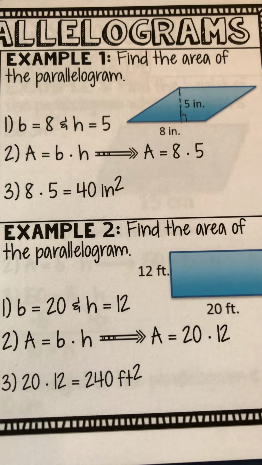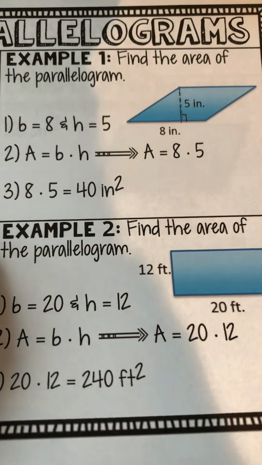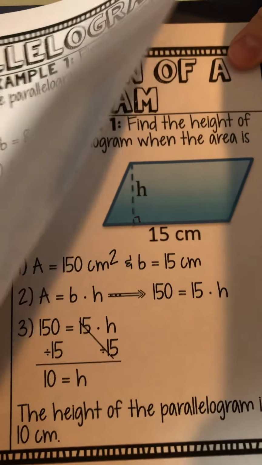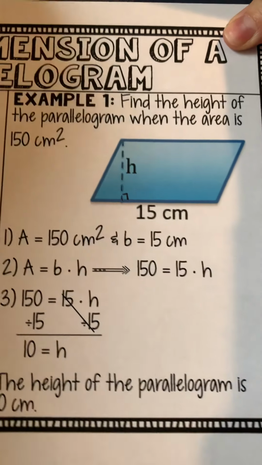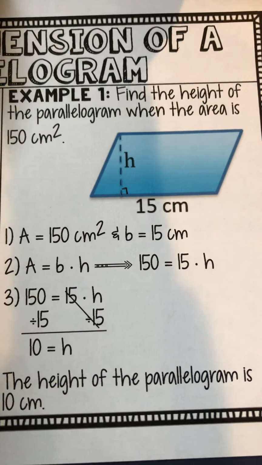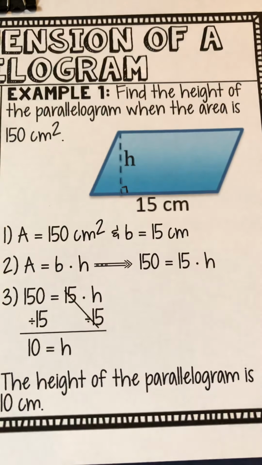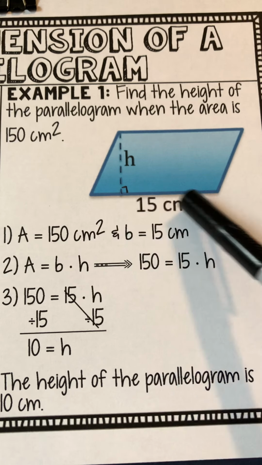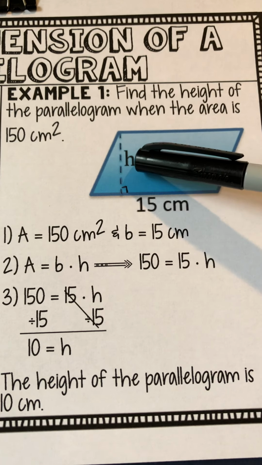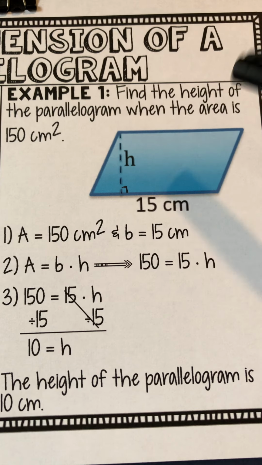I'm going to give you one more example. This is how to find the area of a parallelogram when we have a missing length. This is when we have a missing dimension or a missing length, all right? So here we need to find the height of the parallelogram when the area is 150 centimeters squared. We are given that the base is 15 centimeters. We don't know what the height is, so it is denoted with the letter H, a variable.